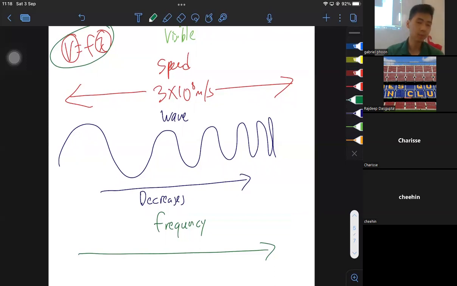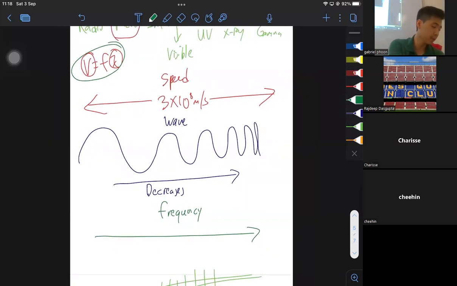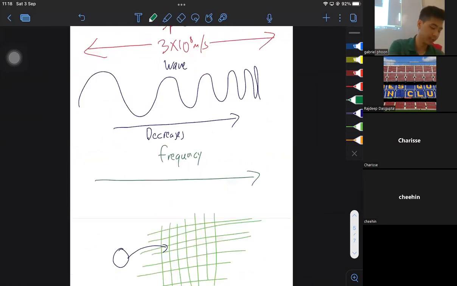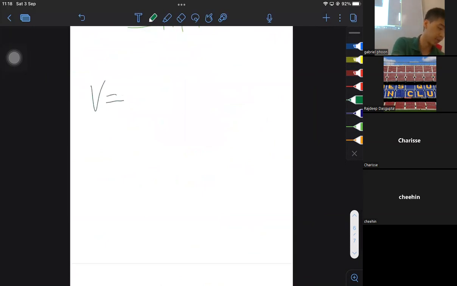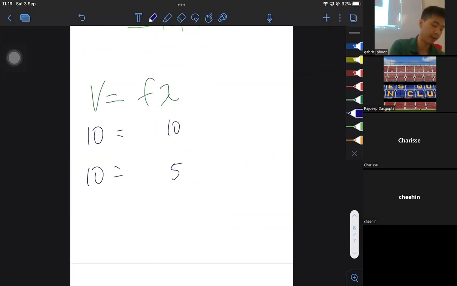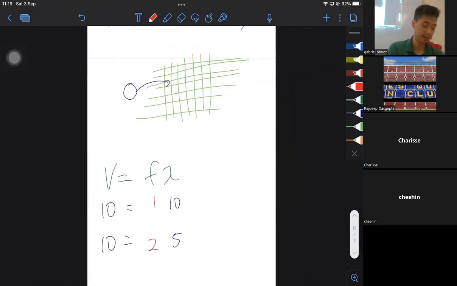Decreases? No, it's not going to decrease, guys. Think about it this way. If the speed was constant, a decrease in wavelength must increase the frequency. Let me put this in numbers, guys, going back to v equals f lambda. If the speed is the same, let's say 10, and 10 here, if my wavelength decreases from 10 to 5, can you see that my frequency actually increases from 1 to 2? And this is the reasoning behind this part as well, guys.